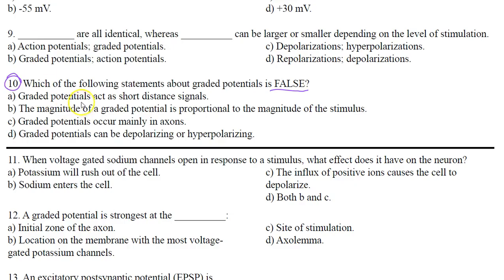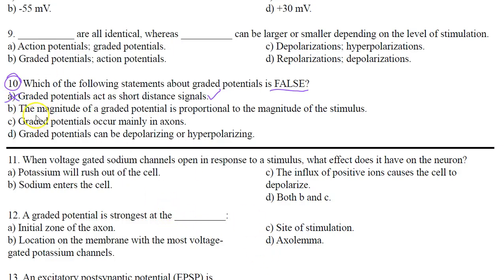First it says graded potentials act as short distance signals. That is completely true. Why? Because we already know the dendrites are very small, and also the cell body is not as large in a lot of different ways. So yes, graded potentials act at a short distance. Because it's true, we know that's not the answer.